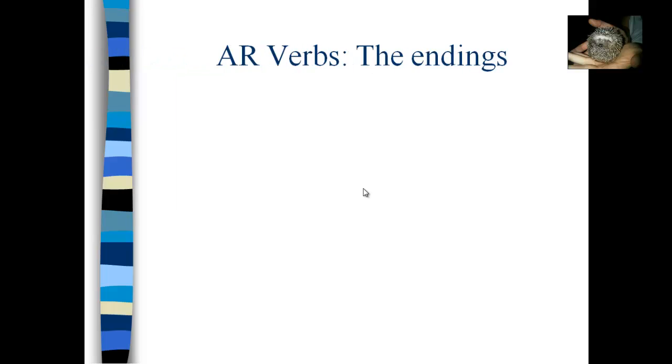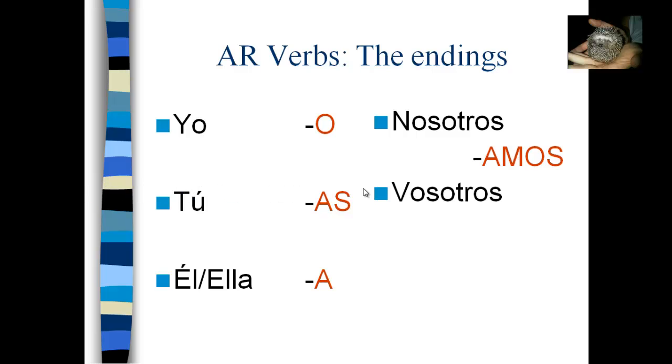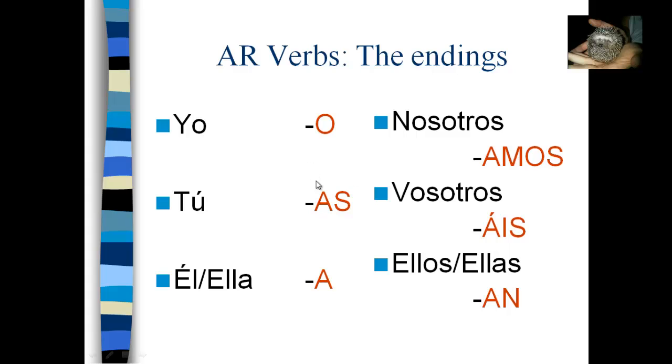So, AR verbs, the endings are as follows. Nice and easy. The yo, so if it's I doing it, it's o. If it's you singular doing it, it's as. He, she, or it is a. We is amos. You plural, áis. And they is an. Now be very, very aware of this accent here. So don't forget, if you're using you plural, you need to have the A with the accent there. Nice and easy. So these are the endings that you stick on to the stem that we saw.